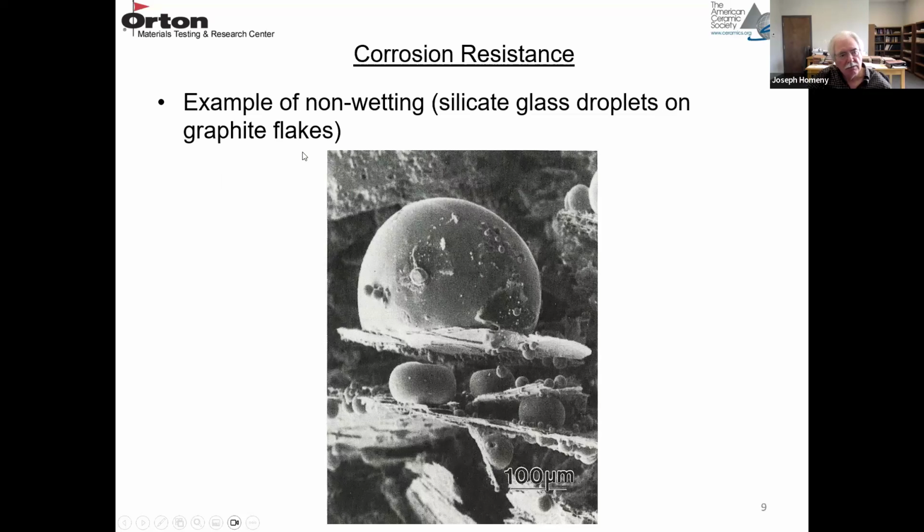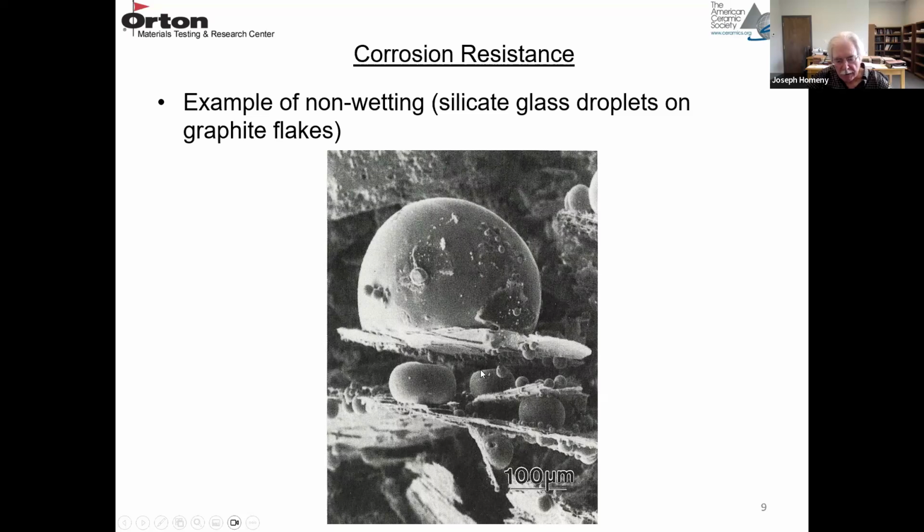So this is what a non-wetting situation might look like. This is a silicate glass drop, actually several droplets on graphite flakes. So here's a drop of a silicate glass. It's spherical, and then it's sitting on a piece of graphite. And here's another graphite flake and another one and so on. But you can see how the glass is balling up because it doesn't wet the graphite.